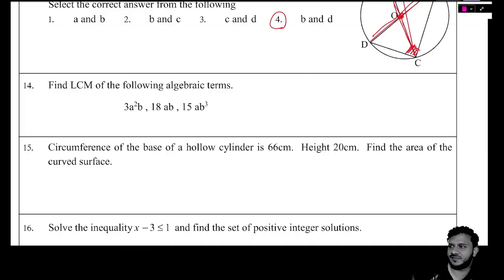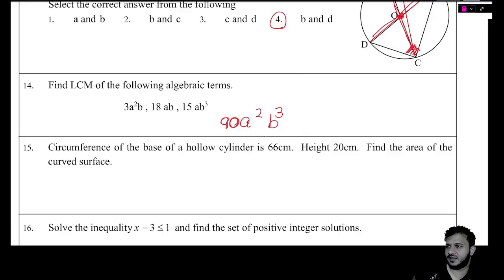LCM of the following algebraic terms. What is the lowest common multiple of 3, 18, 15 timetables? Definitely 90. 18 times 5, 90. What is the highest power of A we can see? 2. What is the highest power of B we can see? 3. Any other terms we can see? No. So 90A square B cube is the answer. 90A square B cube.